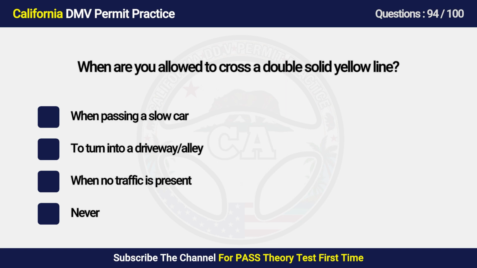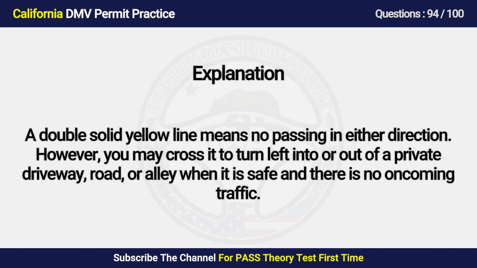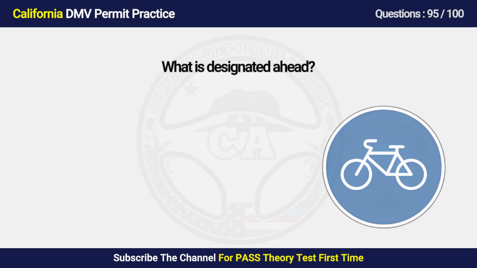A. When passing a slow car. B. To turn into a driveway. C. When no traffic is present. D. Never. Answer is B. To turn into a driveway. A double solid yellow line means no passing in either direction. However, you may cross it to turn left into or out of a private driveway, road, or alley when it is safe and there is no oncoming traffic. Question 95. What is ahead?